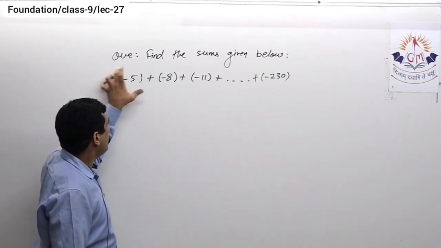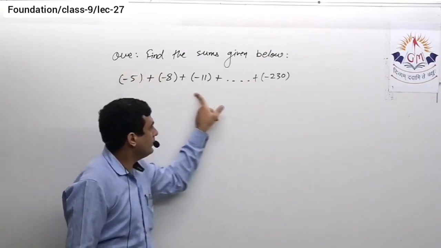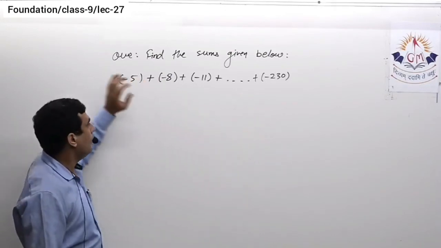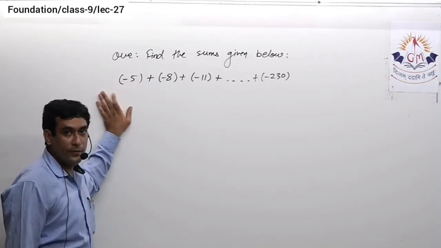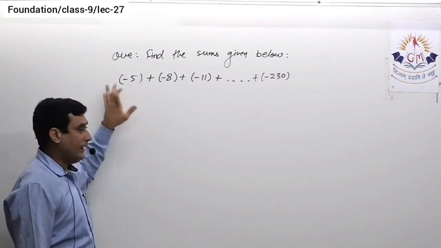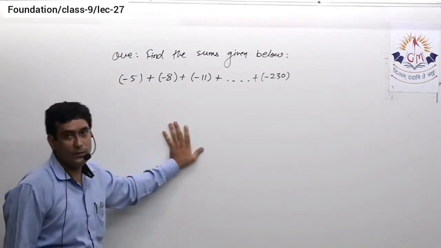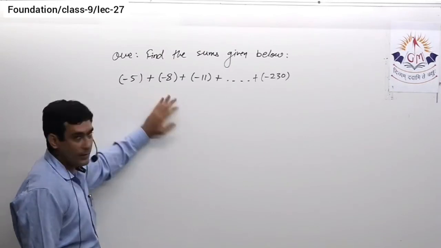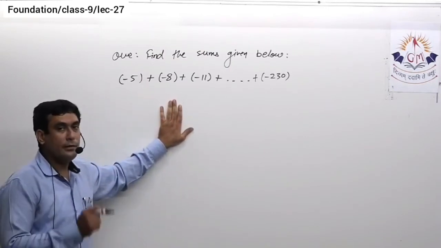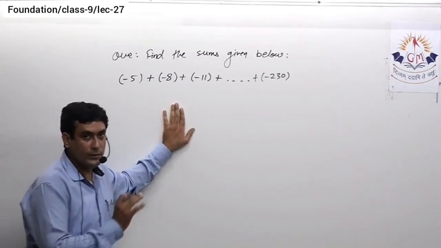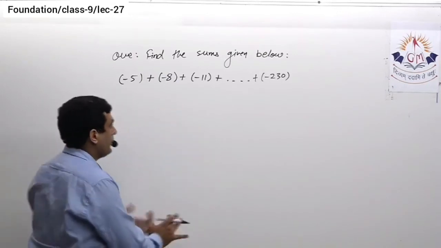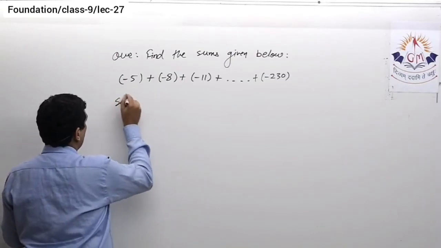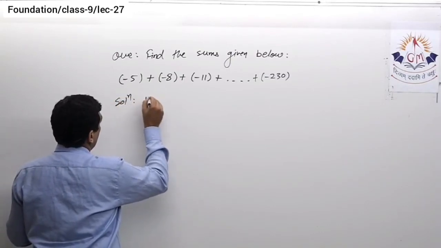Why? Because it is not given whether this sequence is an AP or not. So first of all we have to check whether this is an AP or not, and if it is an AP then we can apply the formula. However, as per your syllabus definitely this will be an AP, but still you have to show that portion in the solution, whether the sequence is an AP or not. So let us see how to solve this.